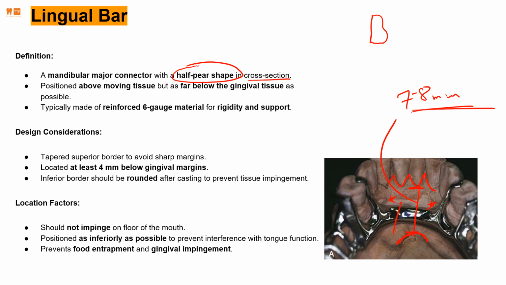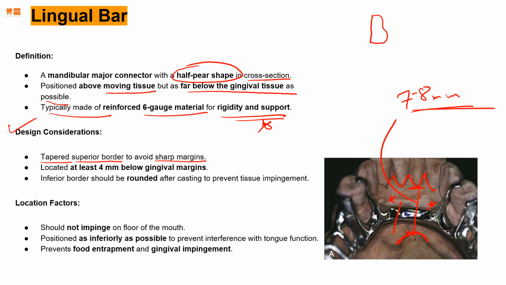It's positioned above the moving tissue, but as far below the gingival tissue as possible. Typically made of reinforced 6-gauge material for rigidity and support. Well, all we need to know is just the rigidity and support. Design considerations: like we said, it's got to have a tapered superior border to avoid a sharp margin.